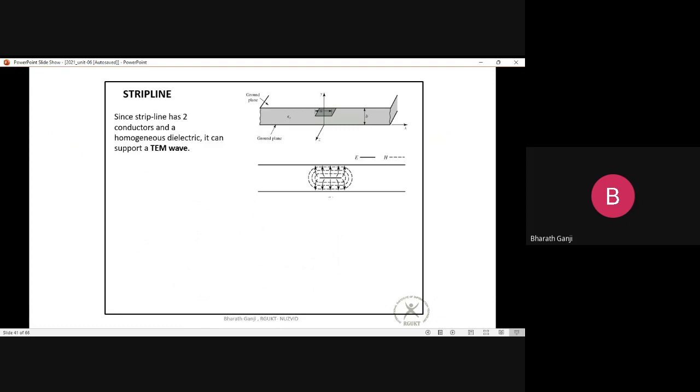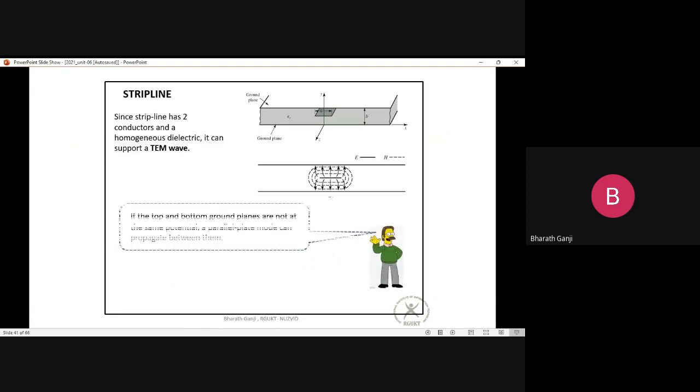Because it's a TEM wave, we are very happy that it can support a TEM wave. But the problem is if the top and the bottom ground planes are not at the same potential. Usually, in order for a transverse electromagnetic wave to propagate, these two ground planes should be at the same potential. Maybe they both should be at zero potential, and if they are both at five, then it's okay. But say for example this is at zero but this one is at a different potential, 0.1, then that makes the scenario different.